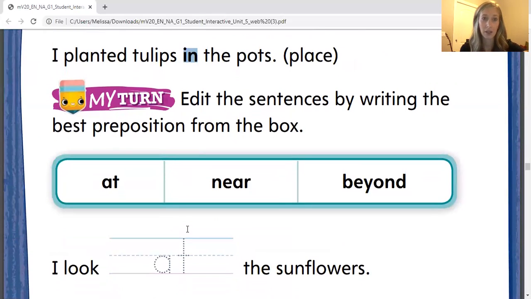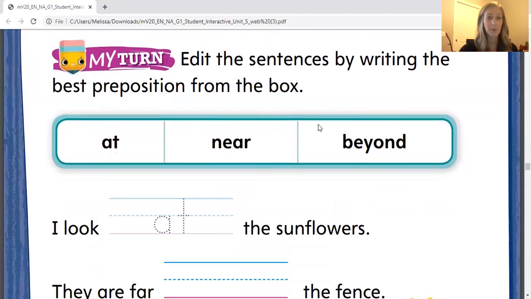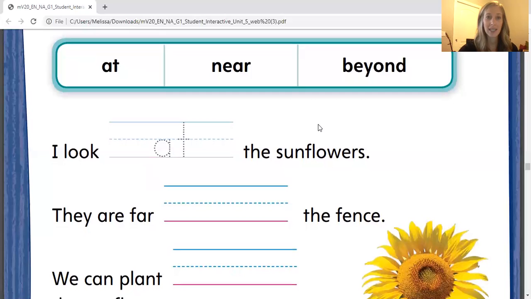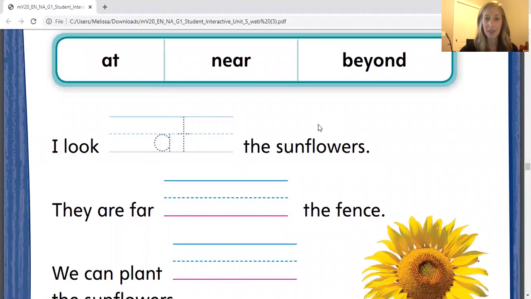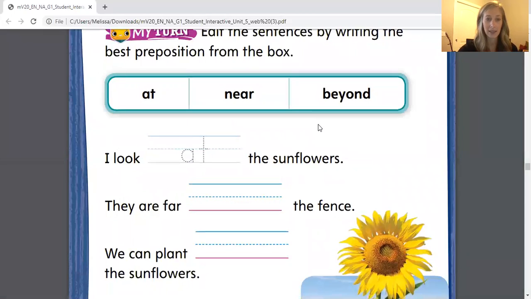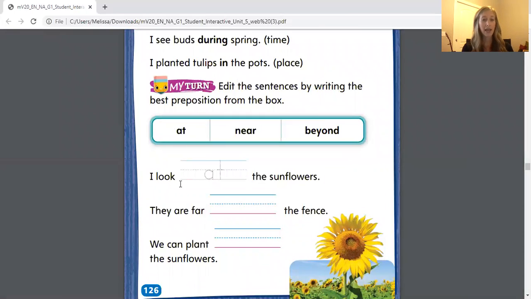Let's go ahead and take a look at these sentences. It says to edit the sentences by writing the best preposition from the box. We have the prepositions at, near, and beyond. Let's go ahead and read these sentences. The first one says, I look at the sunflowers. Go ahead and fill in at. Now we know we only have two words left, near or beyond. So if something's near, it's pretty close to you. If something is beyond, it might be further away.